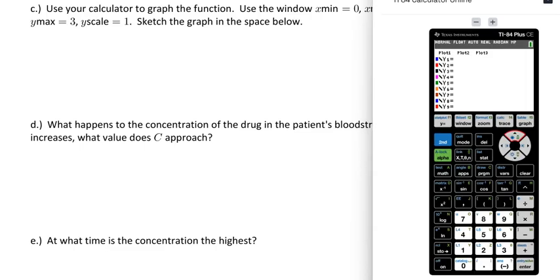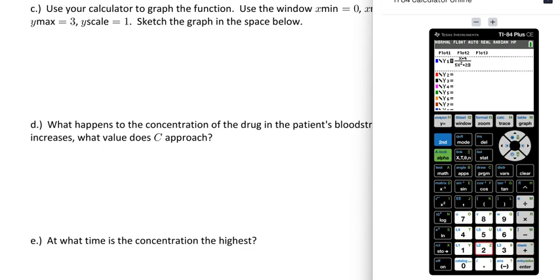So let's jump over to our calculator and go to our y equals function. And let's type in the original function. Now, the original function used the variable t. For our calculator, we're going to replace the t with an x. And we'll just remember the horizontal axis represents time.